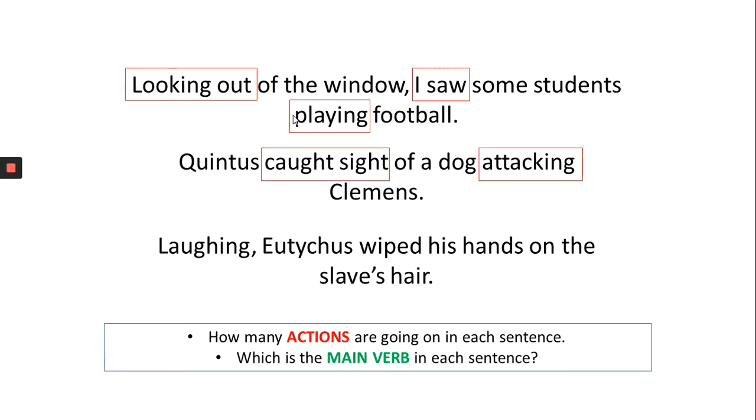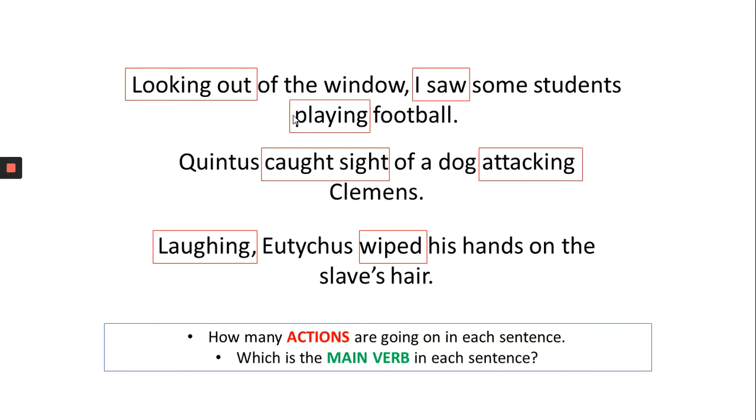And how about in this third sentence? The action words are laughing and wiped. Right, so we've decided which words are action words. But which of these in each sentence is the main verb? There can only be one main verb in each sentence.